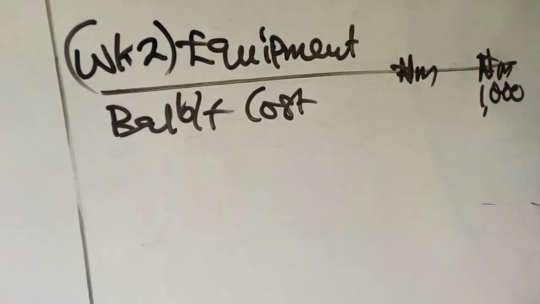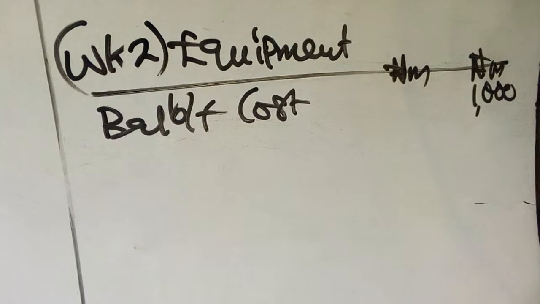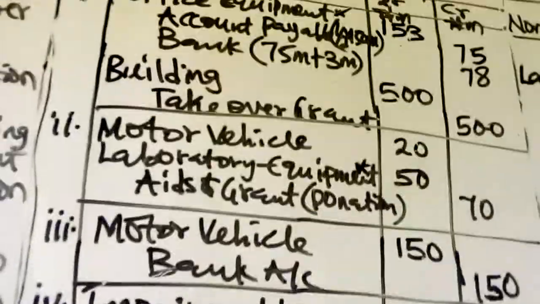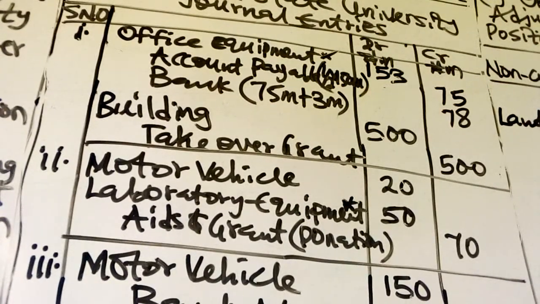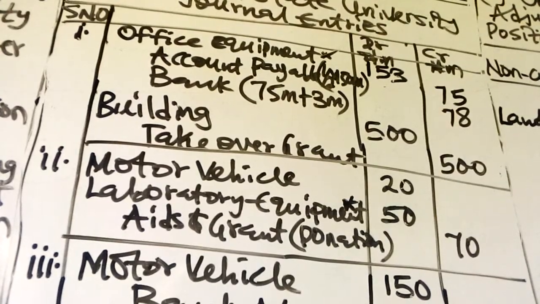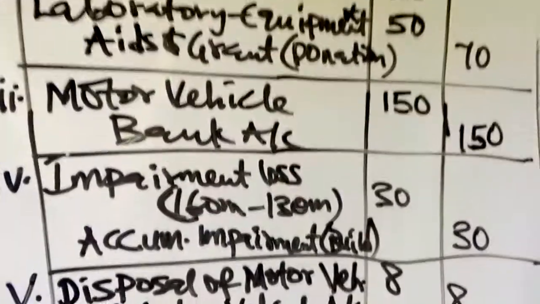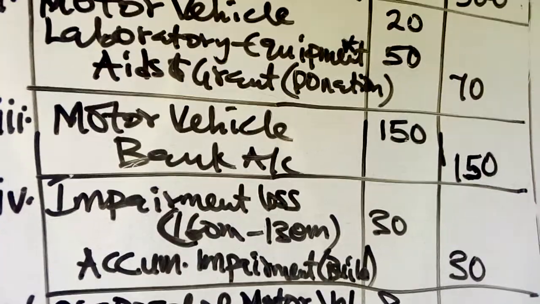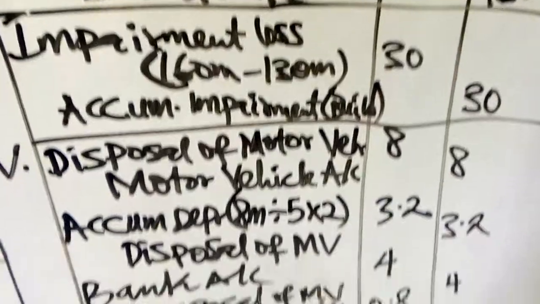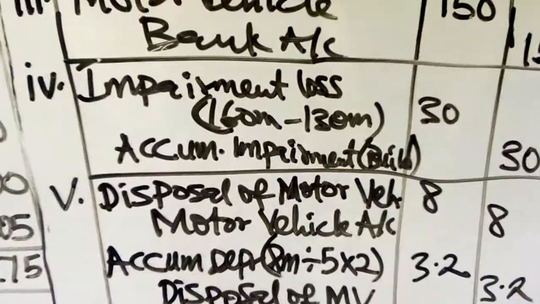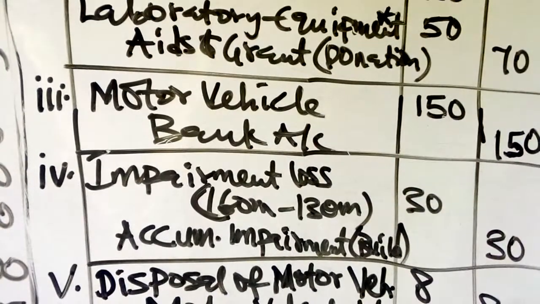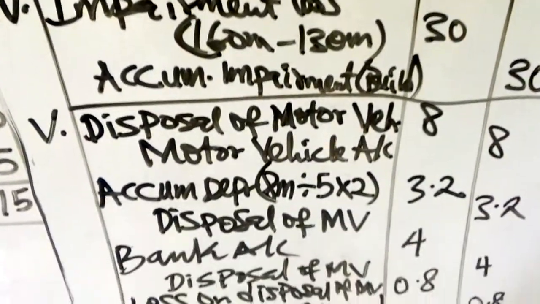Now let's go through our journal to identify those equipment we have there. In our journal note one, you have office equipment, that is 153. You're going to have an addition of 153. Then we also have laboratory equipment of 50. 153 plus 50. Note 2 is motor vehicle, 3 is motor vehicle, 4 is impairment, 5 is motor vehicle disposal.